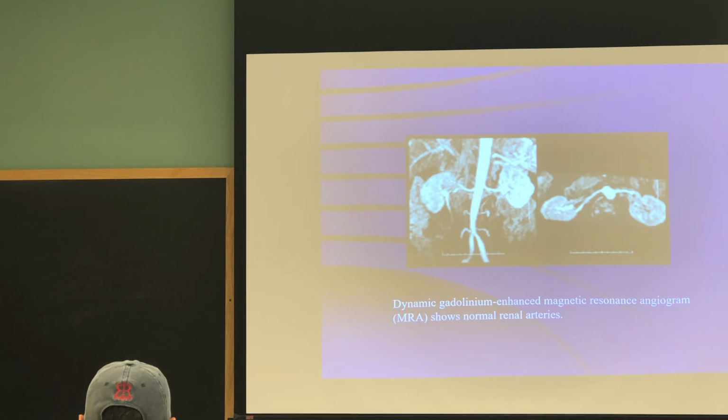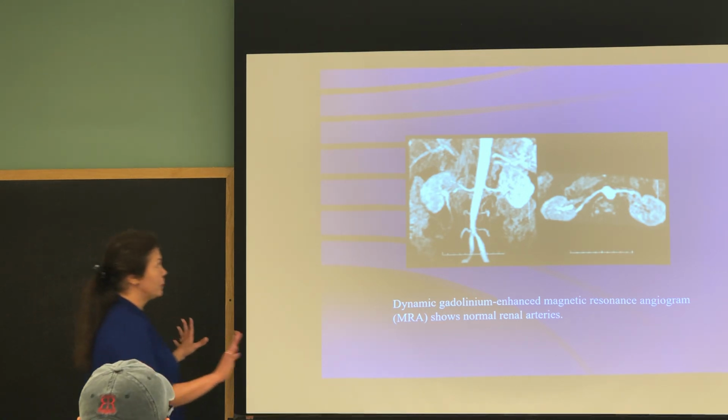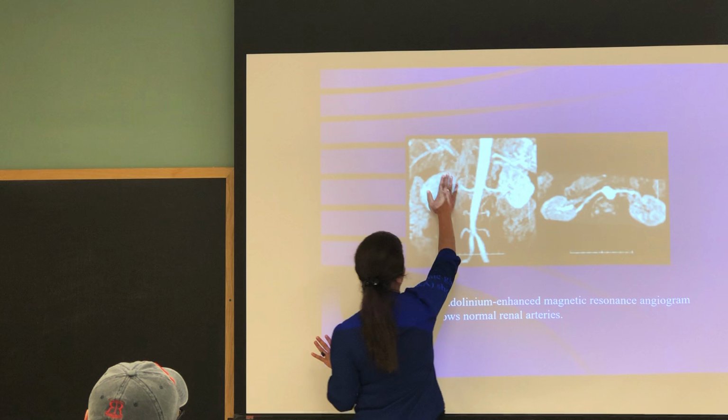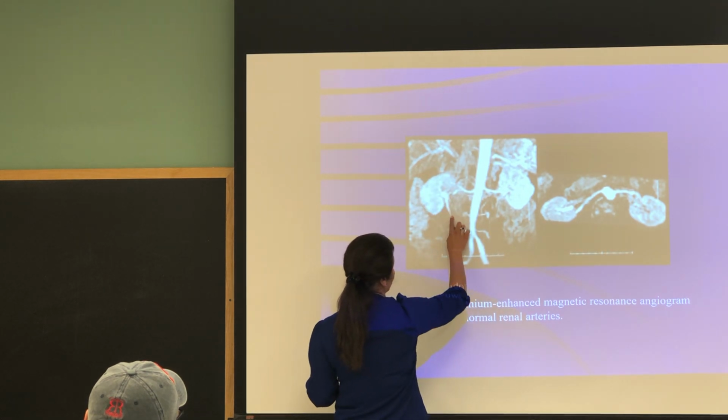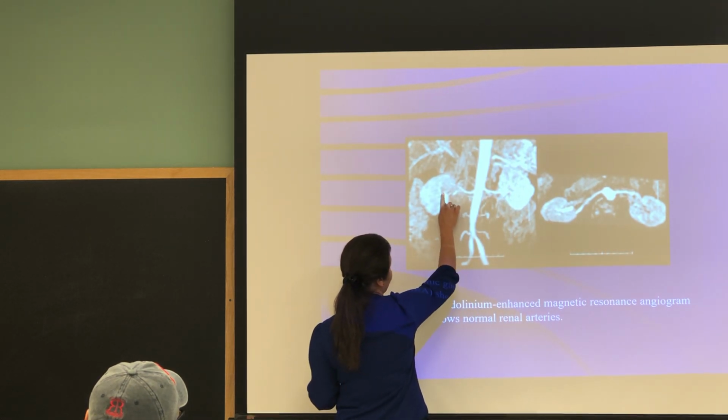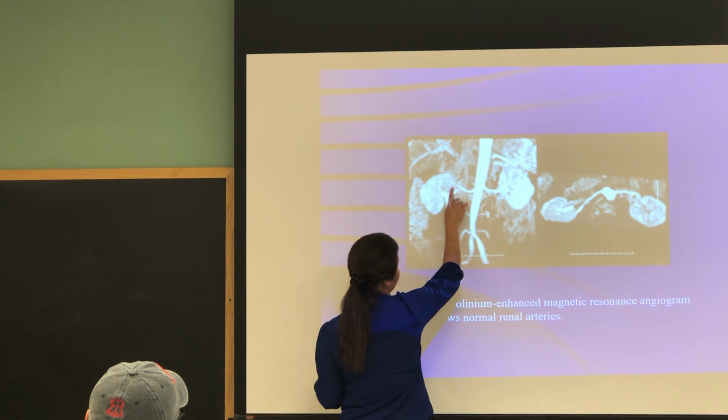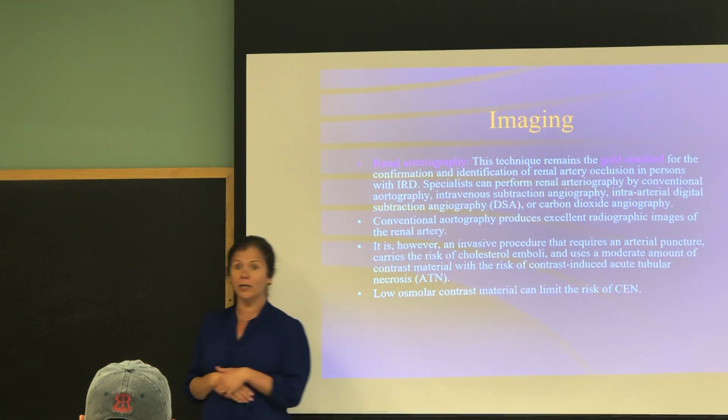Now I want you to look at this, which is completely normal. So you have the kidney. This is the ureter. This is the pelvis and the calyces.